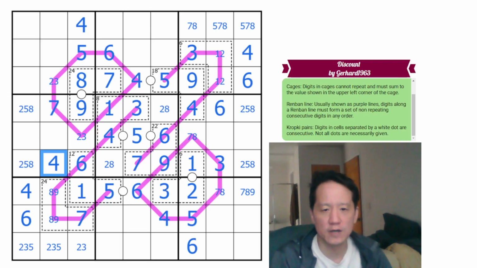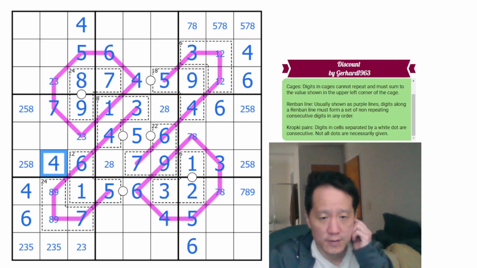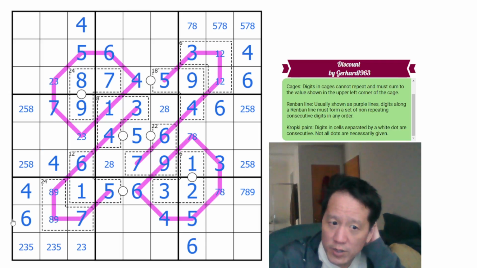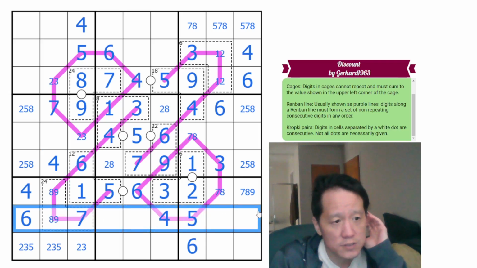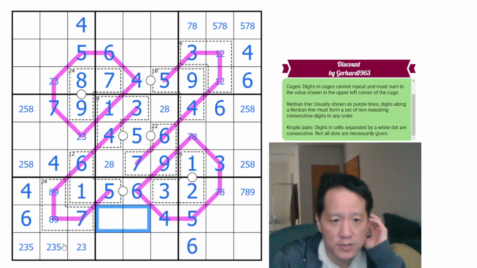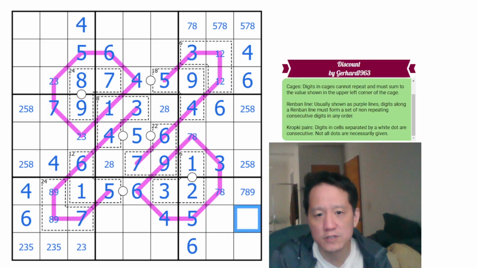What else do we have? Where can 3 be in row 8? It cannot be any of these cells. It can't be any of these cells. Can't be here, so it must be here. So this is a 3.